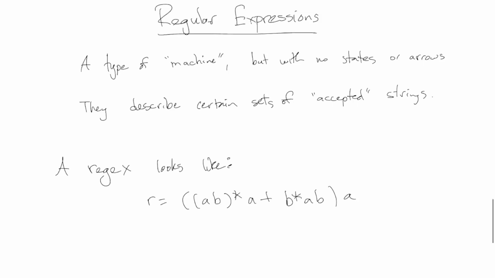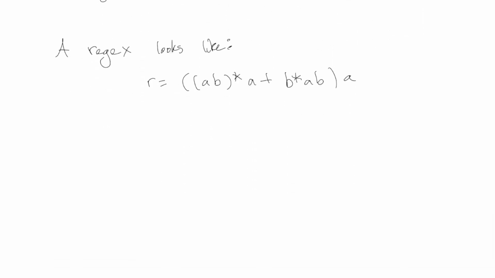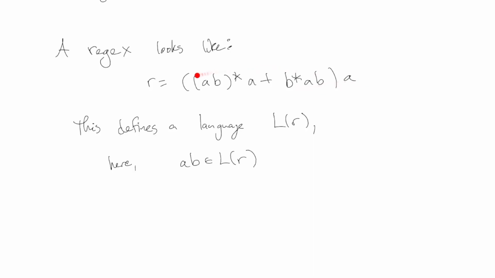And so in this case, this regular expression, once you know how to interpret that, this defines a language, which we write naturally like L of R, which is similar to the language accepted by a DFA or an NFA. And in this example, because I know how to read regular expressions, AB is actually part of the language of this particular regular expression. And how do you know that? Basically, the reason AB is in the language here is because of that AB right there. You might think it's because of this one, but actually it's not. You have to understand how to read this. But AB is part of the language of this regular expression.